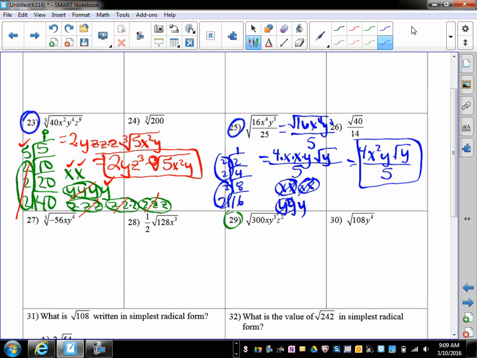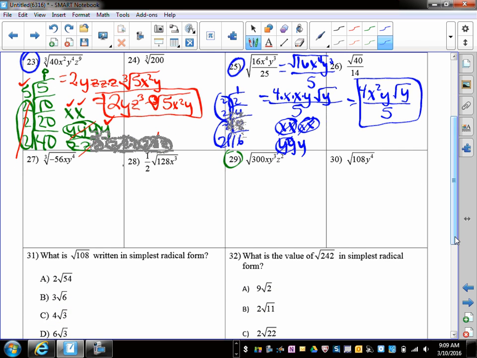Alright, then our last one we'll do is number 29. Then we'll move on to our review game. First of all, before we do that, questions on what we did with 23 or 25? We're good? Okay. Alright, square root of 300.